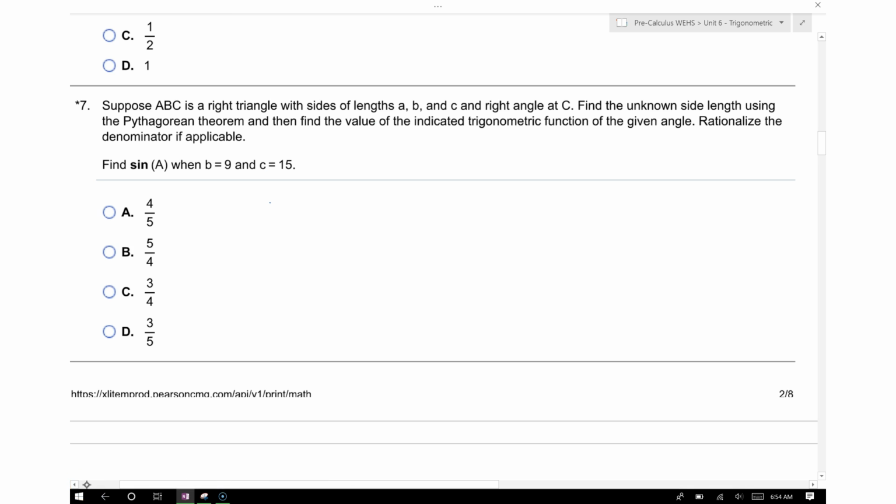We're going to solve this word problem. Suppose that ABC is a right triangle with sides A, B, and C and the right angle at C. So here's your right triangle. This is C, so this is little c. This is A, so this is little a. And this is B, so this is little b. A, B, and C represent the measurement of the sides of the right triangle. Find the unknown side length using the Pythagorean theorem, and then find the value indicated by the trig function.